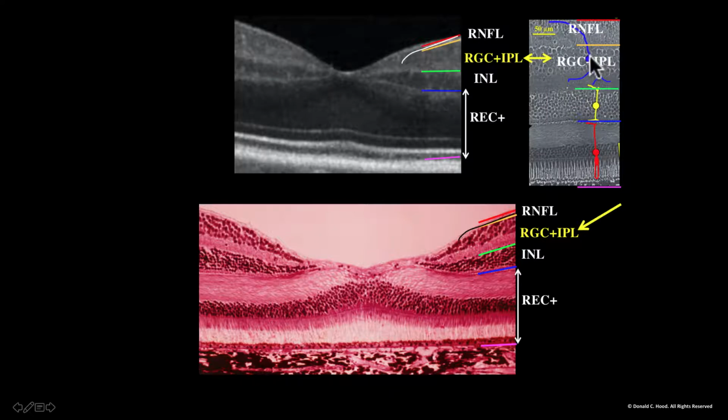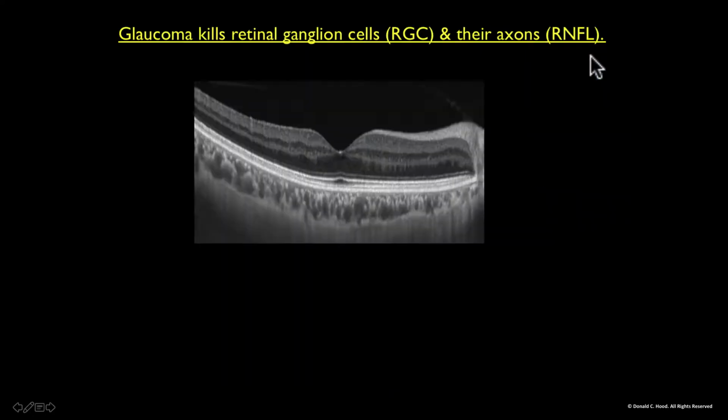So retinal ganglion cell plus inner plexiform layer. All right, so since glaucoma kills retinal ganglion cells and their axons, which layers are going to be affected? I'll give you a moment to think about this yourselves. I want this to be interactive. Studies have shown you learn better that way.